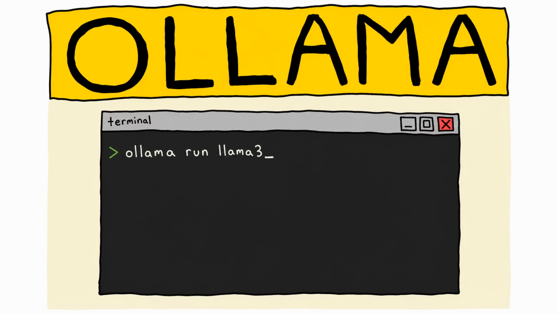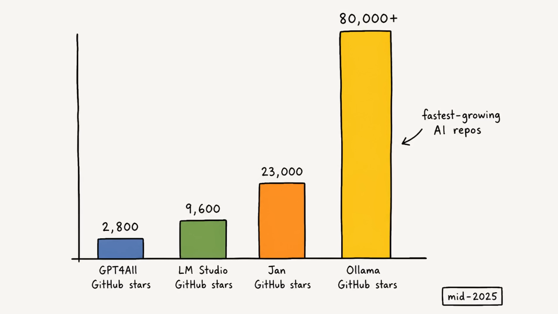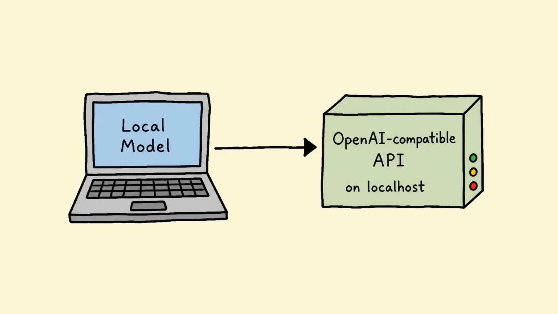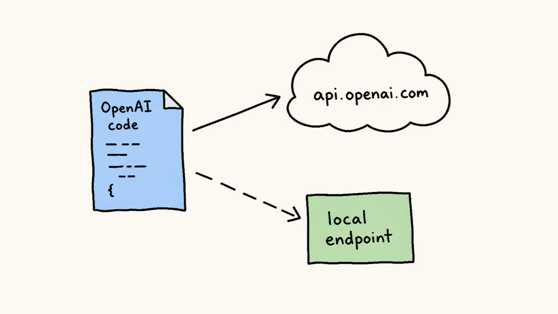Number 6 is Ollama, somewhere around over 80,000 stars by mid-2025, one of the fastest growing AI repos ever. Ollama makes running an open weight model on your own machine a one-command affair. Install it, type Ollama run llama 3, and boom, you've got a local model with an OpenAI-compatible API on localhost. And that compatibility, that's the clever part. Any code you wrote against OpenAI, mostly it just works by pointing it at your local endpoint instead.